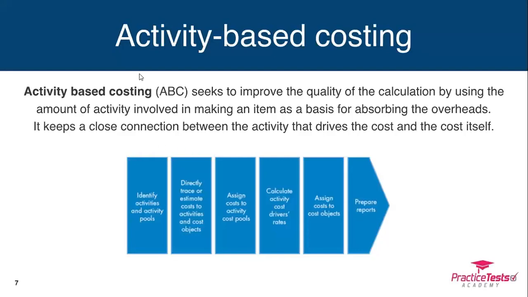Next concept, 3 marks. ABC. What is ABC? ABC will improve the quality by using the amount of activity involved in making an item as a basis for absorbing the overheads. It keeps a close connection between the activity and the cost.